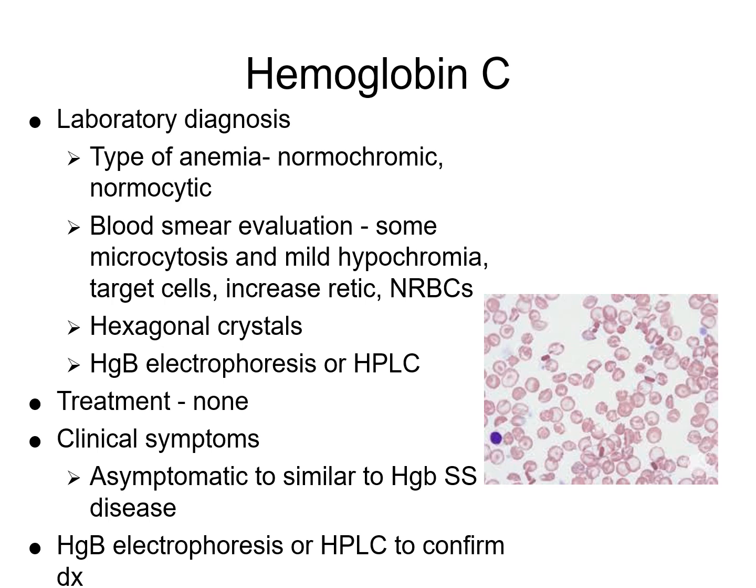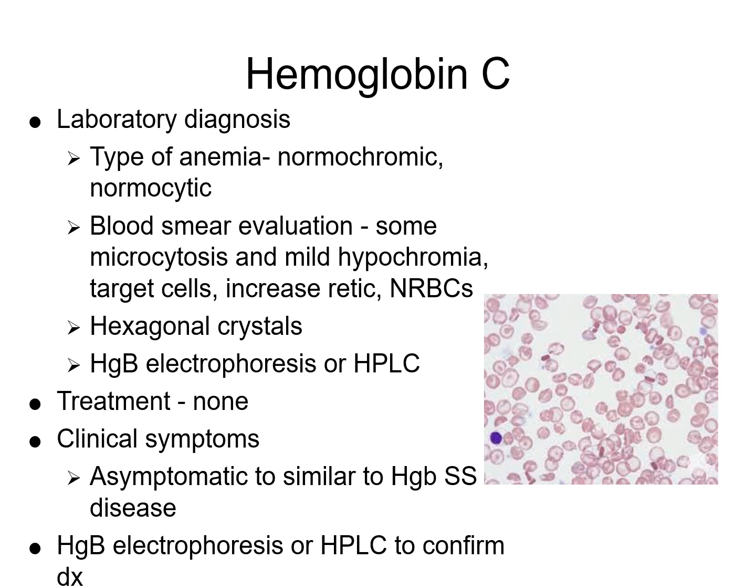For their blood smear evaluation, we're going to see some microcytosis and mild hypochromia. We're going to see a presence of target cells. We're going to see an increase in reticulocytes. We're also going to see nucleated red blood cells. We're also going to see a characteristic hexagonal crystal, which can be seen in red blood cells, and that is sometimes called hemoglobin C crystal. And you can kind of see it in the picture there down below. It's kind of those really dark, crunched up looking red blood cells.